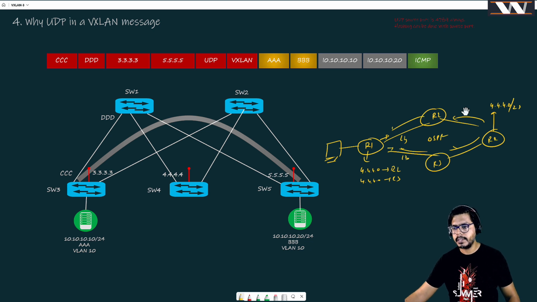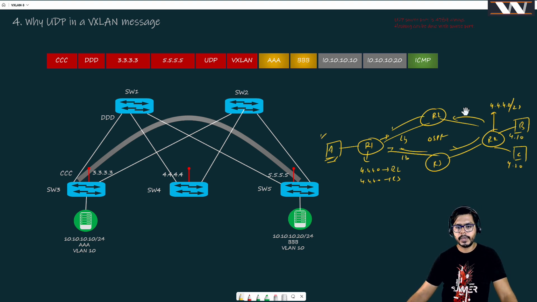Suppose there are two PCs here, PC B and PC C. B's address is maybe 4.4.4.10, C's address is 4.4.4.20. And this computer A, which has address x.x.x.x, wants to communicate to 4.4.4.10. The packet will come here at R1. R1 will see in the routing table that it can go to R2 and R3. On what basis is it going to decide whether it needs to go to R2 or R3? It can decide on multiple bases, right?